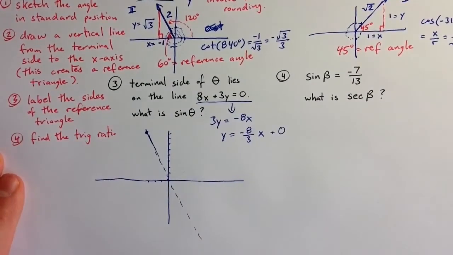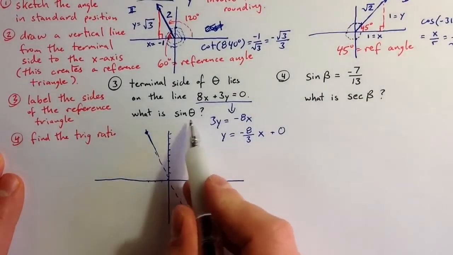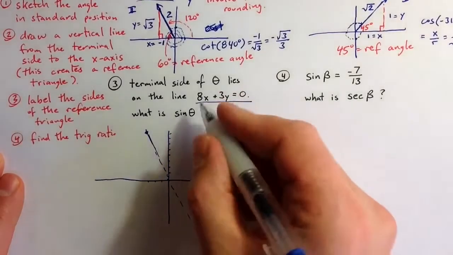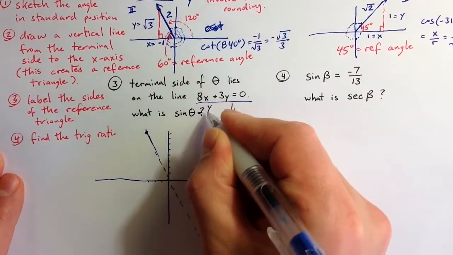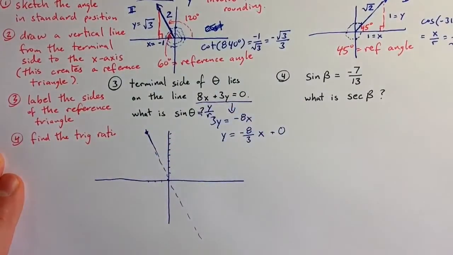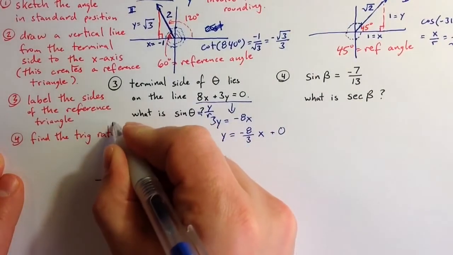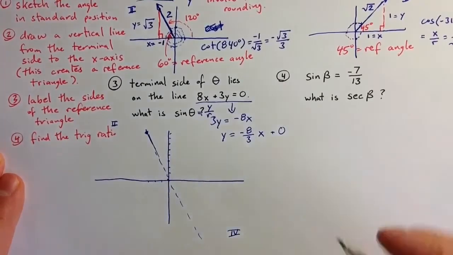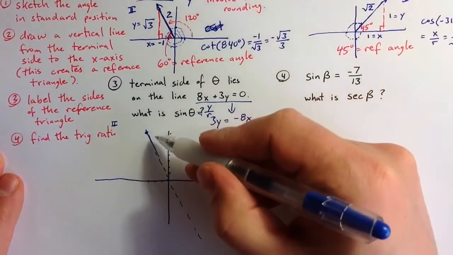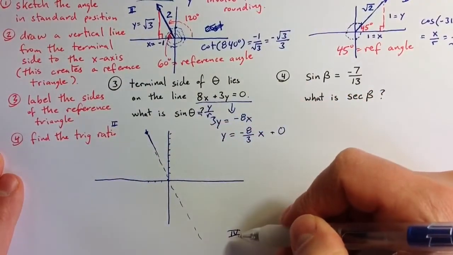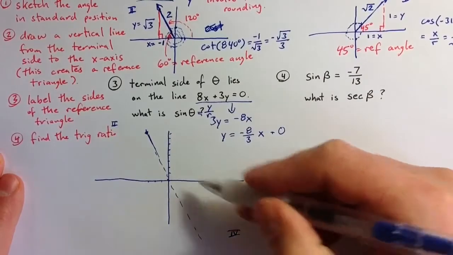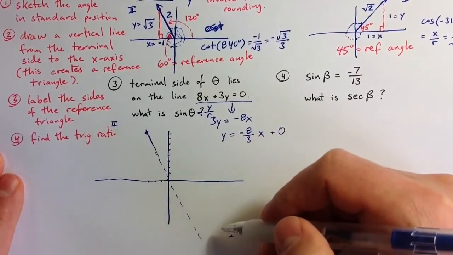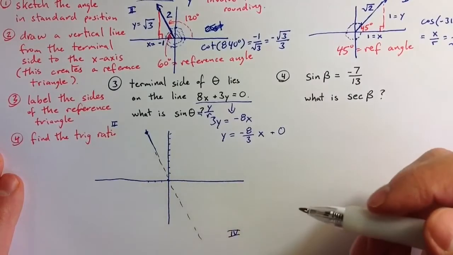But now there's a bit of a question, right? Because if I'm looking for sine of theta equals y over r, this line that we're talking about passes through quadrant 2 and also quadrant 4. But if you think about y over r, the y value is going to be positive in quadrant 2 and negative in quadrant 4. And so certainly the sine ratio is not going to be the same for those two locations. So we need a little bit more information.